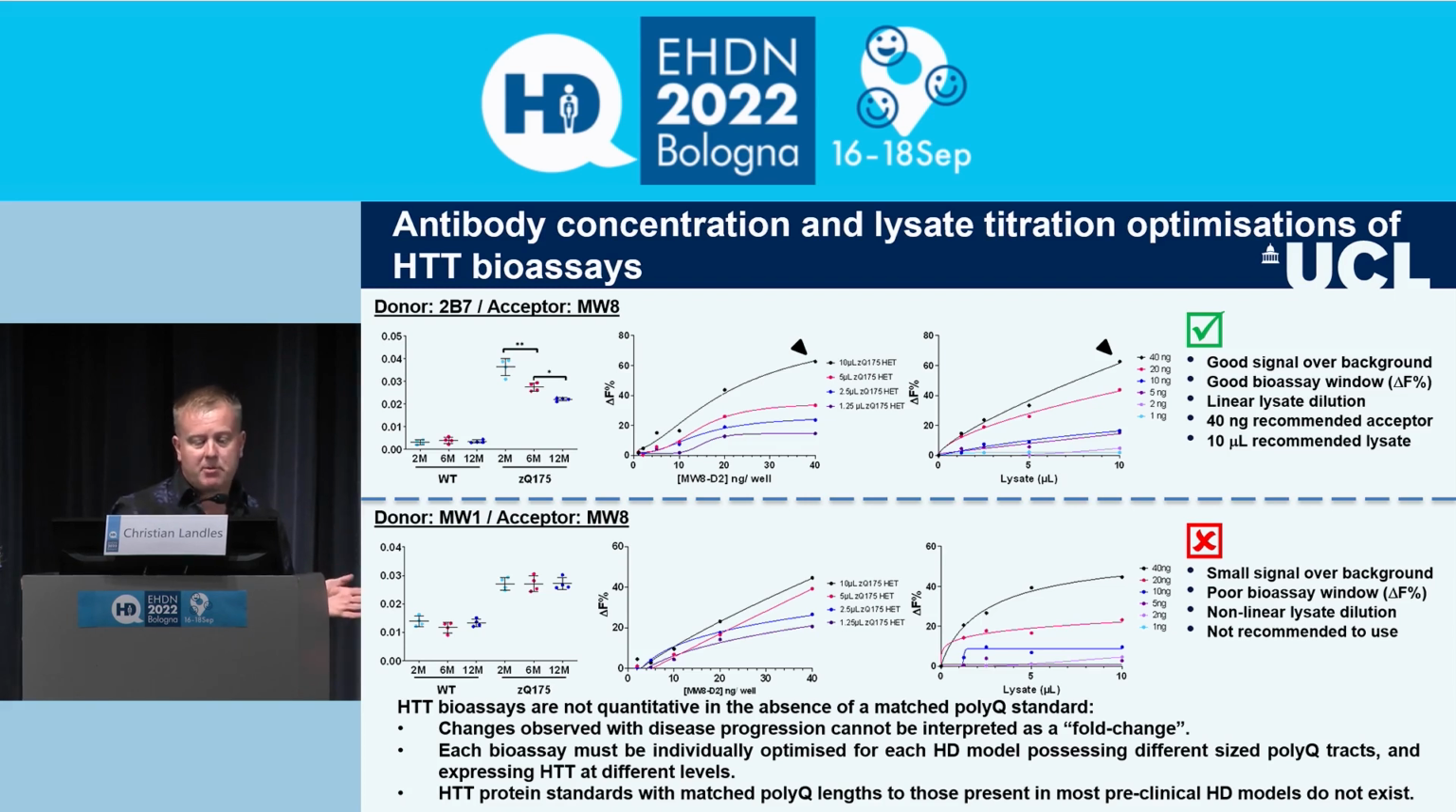And really, each bioassay, therefore, has to be individually optimized. So if we have a new mouse model with different repeat sizes, different levels of Huntingtin expression, we then have to do these titrations for every assay just to bring them into development in the model that we're actually going to apply them to. And in many cases, in the mouse models we have, we just don't have the poly-Q standards that exist to have, say, a Huntingtin with 200 repeats.